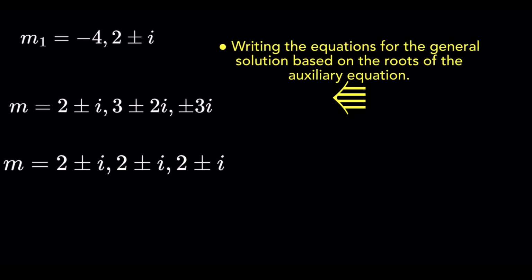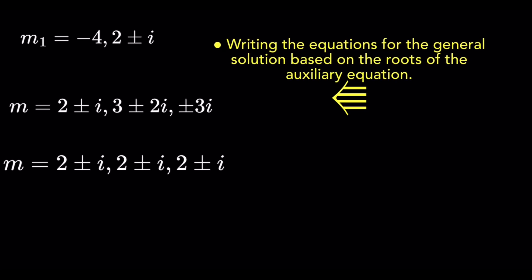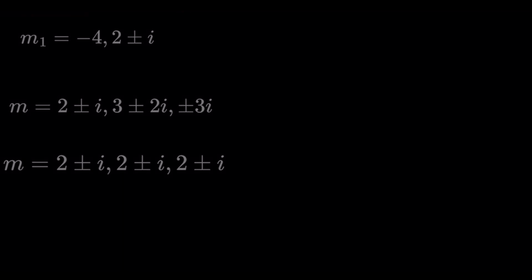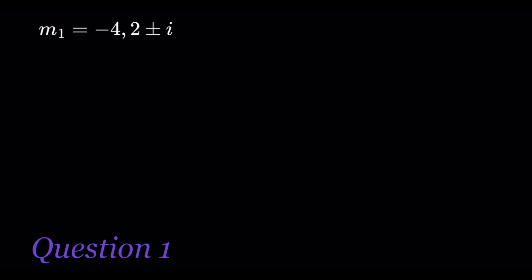Now imagine that we were solving three separate auxiliary equations, and these were their roots. We'll be taking a look at how to get the equation for the general solution for each of these, starting with this. You can see that the first root is -4, which is a real number, but the other two roots are the complex conjugate pairs. So the equation for the general solution is going to be this.